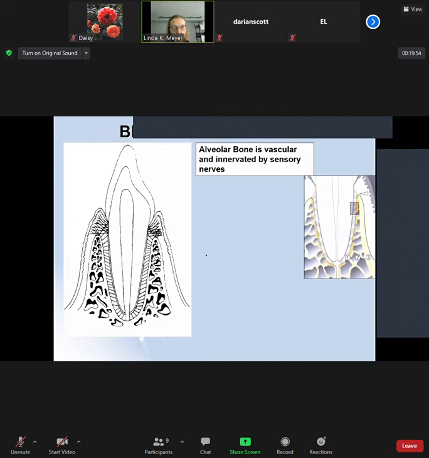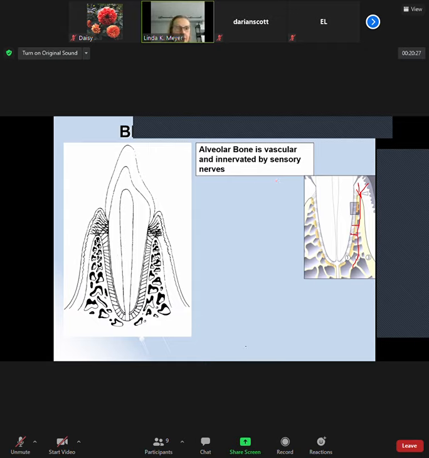Okay. And I've already mentioned that alveolar bone is vascular. I had shown in this picture under the alveolar bone unit how some of the blood vessels travel through the bone and go up and supply the gingiva, and some of them enter through the alveolar bone proper and supply the PDL.